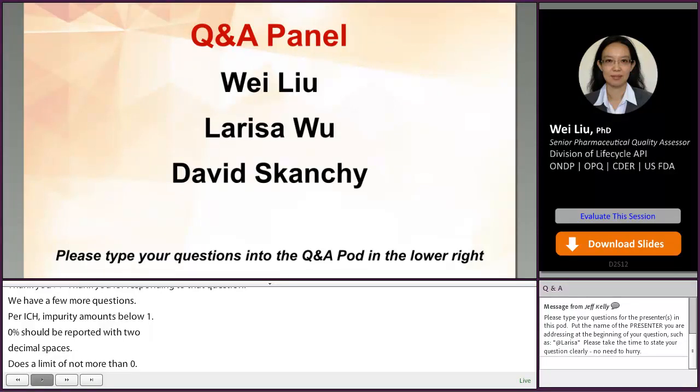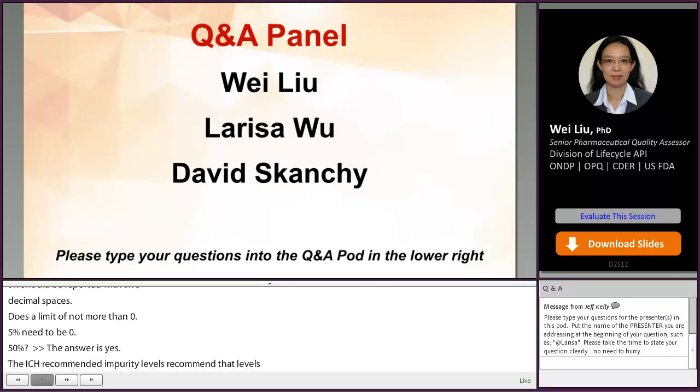The answer is yes. The ICH recommends the impurity levels below 1.0% be reported to 2 decimal places. So your proposed limit below 1.0% should be 0.50% instead of 0.5%.